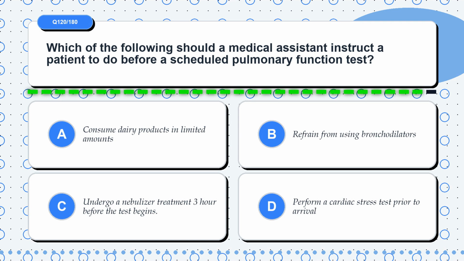Question 120. Which of the following should a medical assistant instruct a patient to do before a scheduled pulmonary function test? Here are the options. Option A, consume dairy products in limited amounts. Option B, refrain from using bronchodilators. Option C, undergo a nebulizer treatment 3 hours before the test begins. Option D, perform a cardiac stress test prior to arrival.